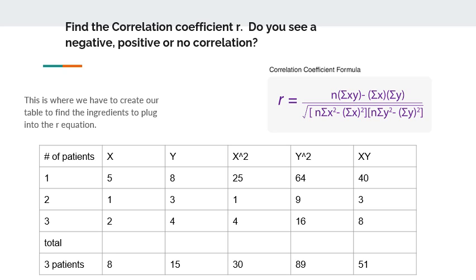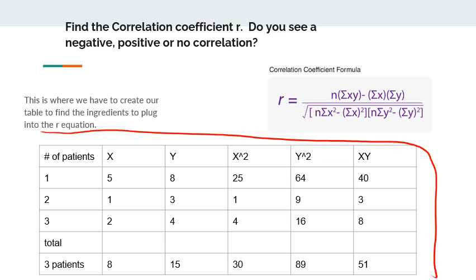So finding your correlation coefficient R. This is the hard one, or not really hard, but this is the one that you can make a lot of mistakes with just because there are a lot of steps. So the first thing to do is create this table, because this table is going to make everything so much easier for you. It has all of the pieces that are going to be required for this formula.